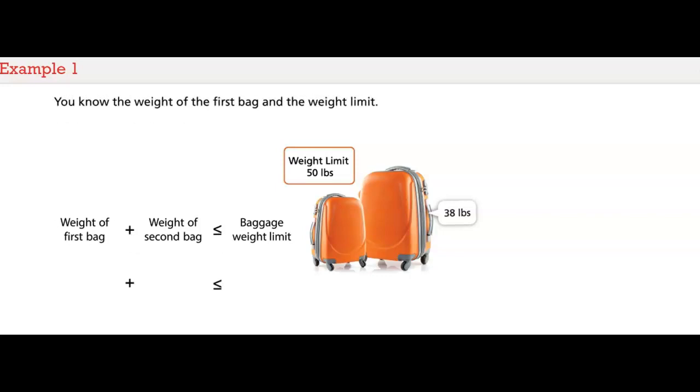You know the weight of the first bag, 38 pounds, and you know the weight limit, 50 pounds. You don't know the weight of the second bag. That's what we want to find out. Let P represent its weight.